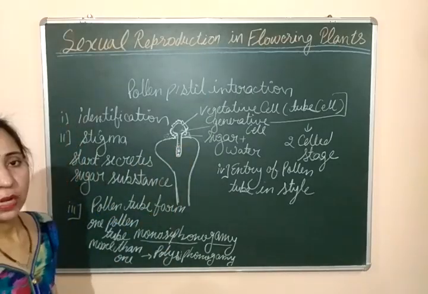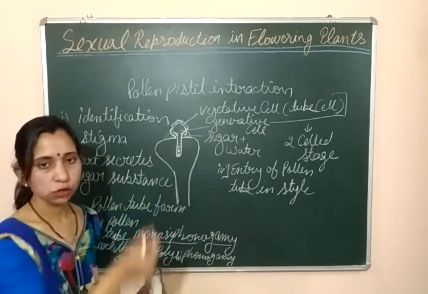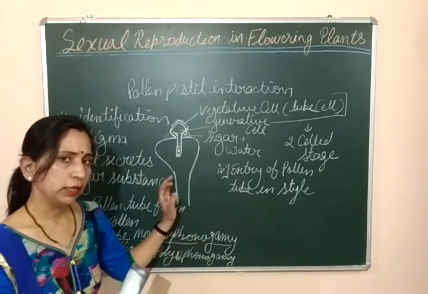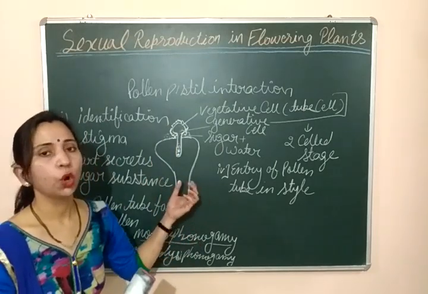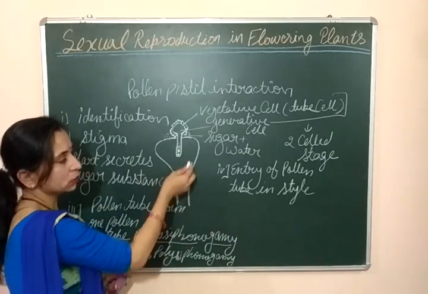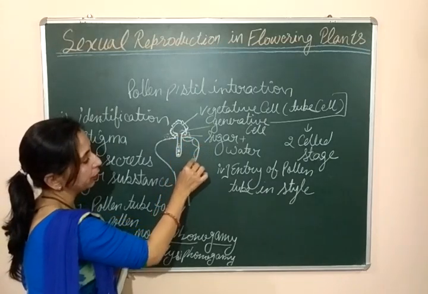Now this pollen tube will enter inside this style. Now style is the long tube-like part which connects the stigma with the ovary. This style can also be of two types. It could be hollow type or solid type. Let's see what happens. Style could be hollow type. Hollow type style means it has only the epidermal cells.